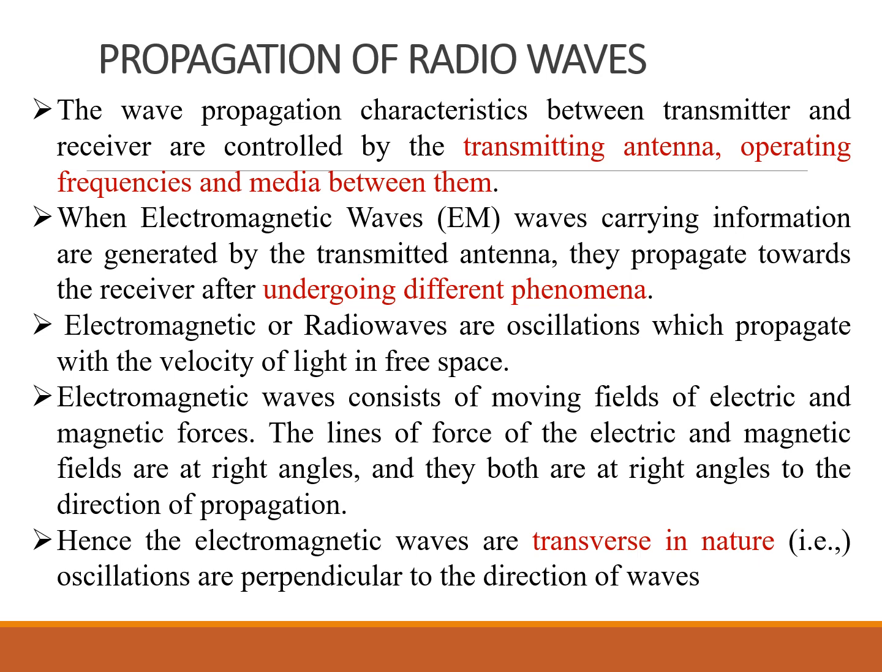Now, electromagnetic waves or radio waves are oscillations which propagate with the velocity of light in free space. Electromagnetic waves consist of electric and magnetic fields. These fields are at right angles to each other, and they both are at right angles to the direction of propagation. In short, electromagnetic waves are transverse in nature.